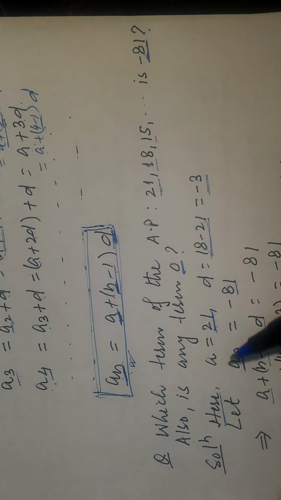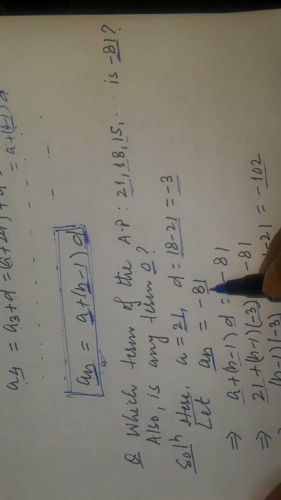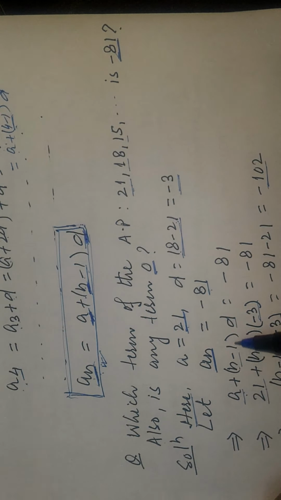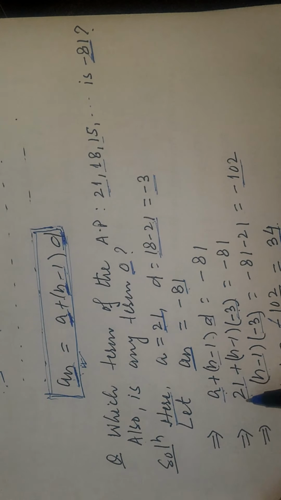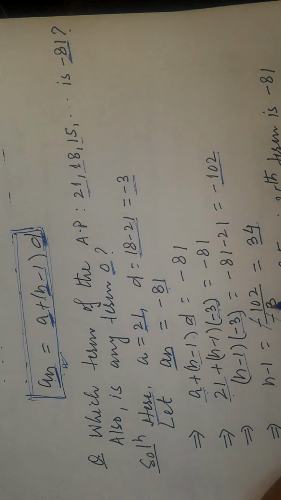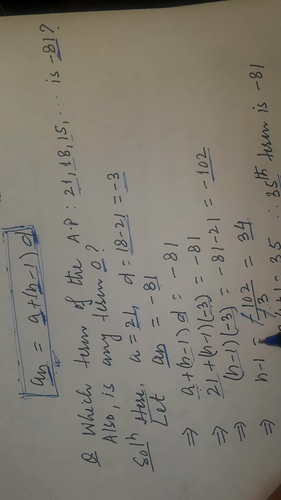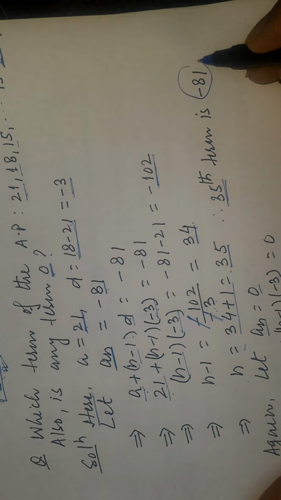Now we have been asked which term, so we will assume the nth term, an, is minus 81. We know the formula of an now, just above: a plus (n minus 1) into d. Put the value of a and d. So take 21 to the right hand side, it is giving you minus 102, and minus 3 is multiplying here, so it comes to this side, dividing. So minus cancels, 102 by 3 is 34. This is n minus 1. So n is 34 plus 1, that is 35. It means the 35th term is minus 81.